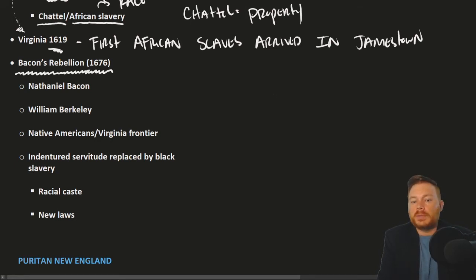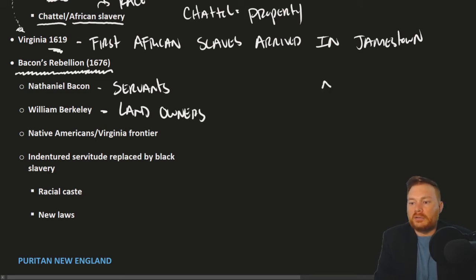Well, Bacon's Rebellion is a rebellion between the servants, led by Nathaniel Bacon, and William Berkeley, the governor of Jamestown, who represents the landowners. Now, essentially, you have your landowners with the fancy hat, you have your servants, and then you have also Native Americans. And so the conditions that gave rise to Bacon's Rebellion initially was a conflict between the natives, we might say Indians, and the servants, particularly over land.